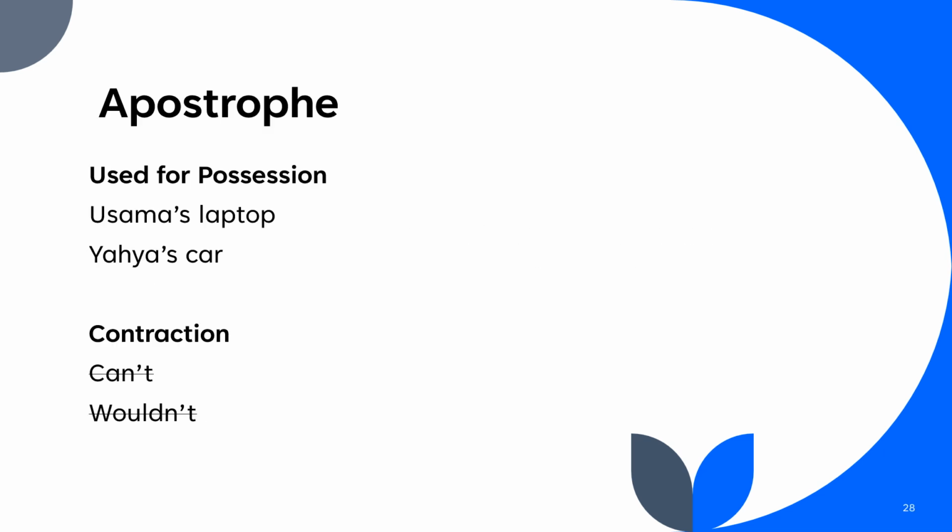Let's get into the details of the punctuation. First, the apostrophe. It is used for possession, like Osama's laptop, Yahya's car. If you use it in a contraction like can't or wouldn't, you should not put it in your email.